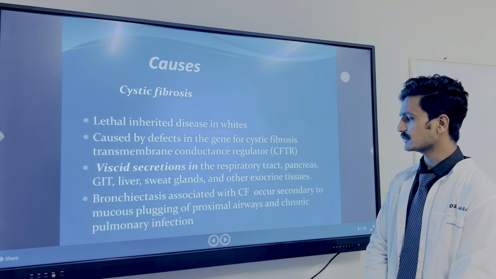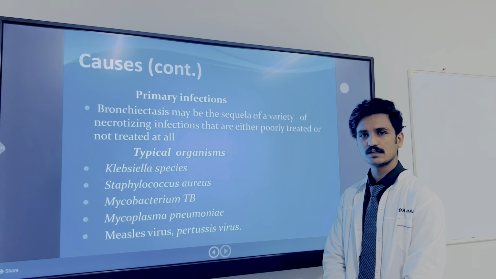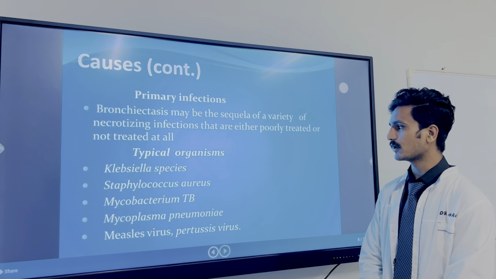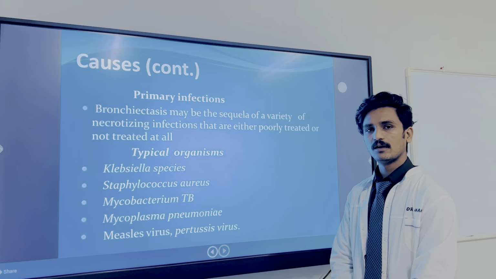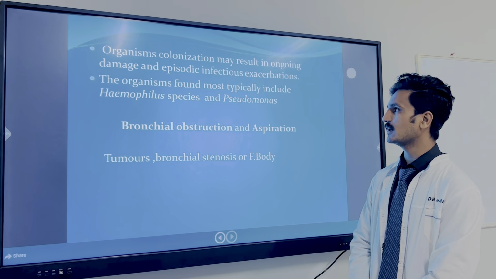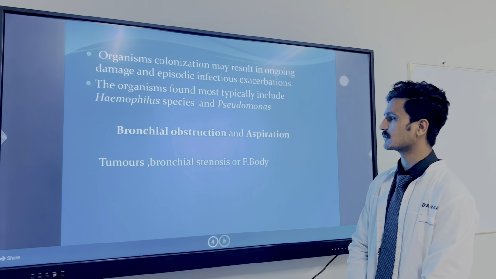There are primary infections and typical organisms. In primary infections, bronchiectasis may be the sequel of a variety of necrotizing infections that are either poorly treated or not treated at all. The typical organisms causing bronchiectasis include Staphylococcus aureus, Mycobacterium TB, Mycoplasma pneumoniae, measles virus and parainfluenza viruses. Organism colonization may result in ongoing damage and episodic infectious exacerbations.